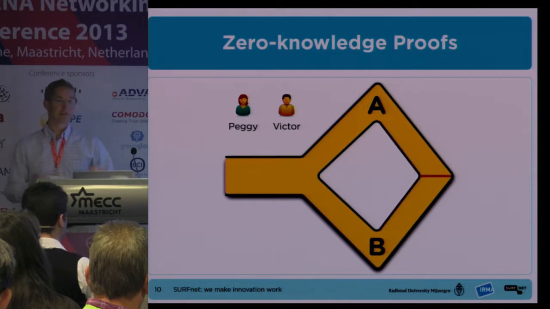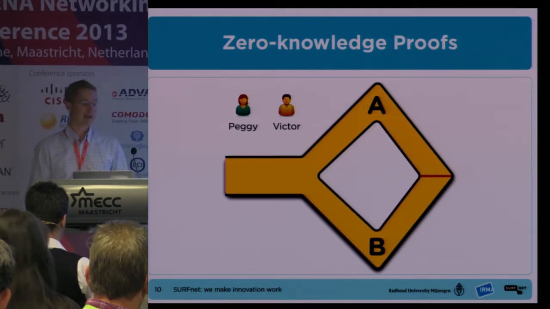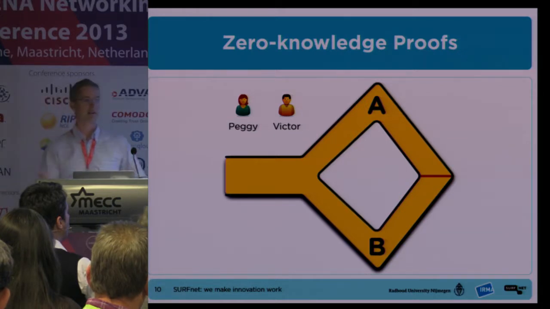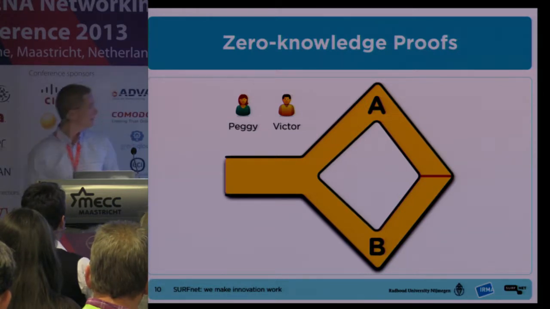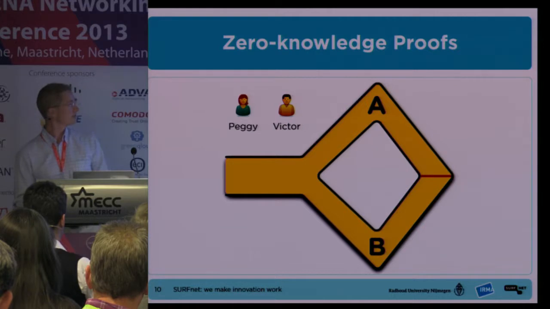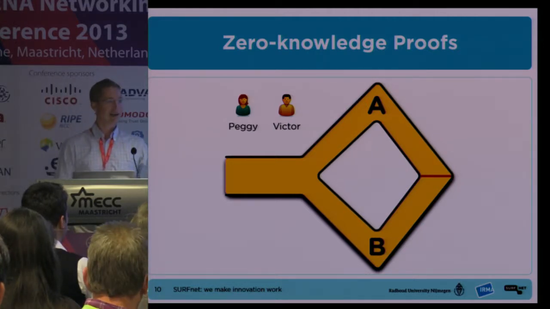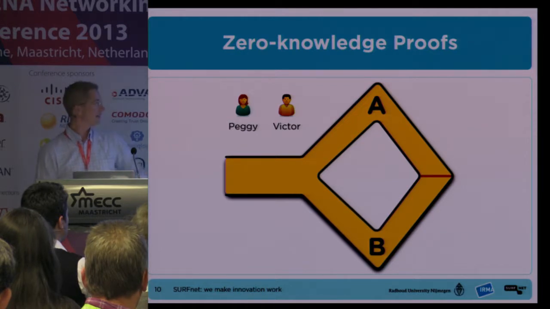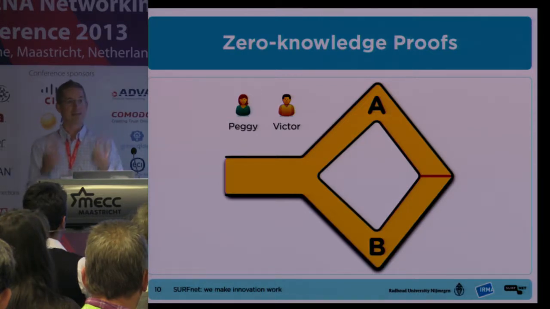And we have 2 actors in this little game. One of the actors is Peggy, the prover. As you know, cryptographers like to give their actors little names. We usually have Alice and Bob, but in this protocol we have Peggy and Victor. And Peggy wants to prove to Victor that she knows how to open the door at the back of the cave without revealing how she does that.